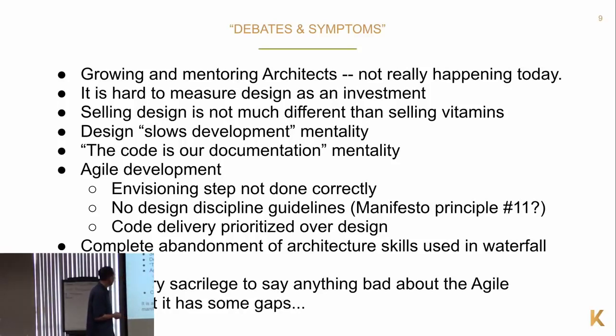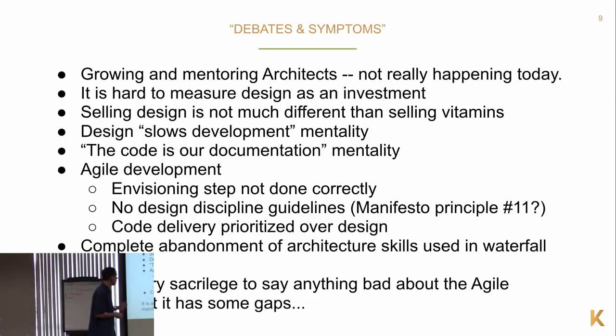In Agile development, the envisioning step is really not being done correctly, at least the way it was intended in the original manifesto. The design discipline guidelines, principle number 11, are very loosely defined by design. That's the way we wanted. We didn't want to dictate how people should design stuff, but it has also manifested itself in that step being somewhat skipped. Just a little discussion between you and I: that's how we're going to do it. Okay, let's go. And boom, that's how it starts. And so code delivery ends up being prioritized over design.